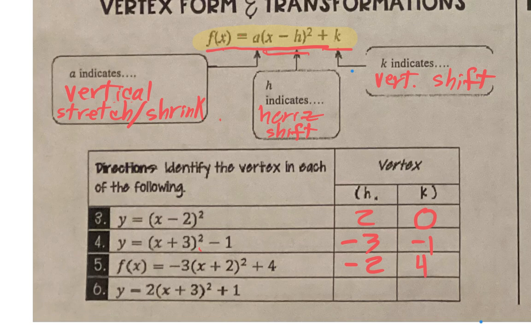And then let's look at this one. Can you see what your a is? A is 2. So that would be a vertical stretch, wouldn't it? I think it would. All right, but now I have x plus 3, just like I had up there. So I know my h is a -3. What am I adding? This time, instead of subtracting 1, just like number 4, I'm adding 1. So my k is a +1.